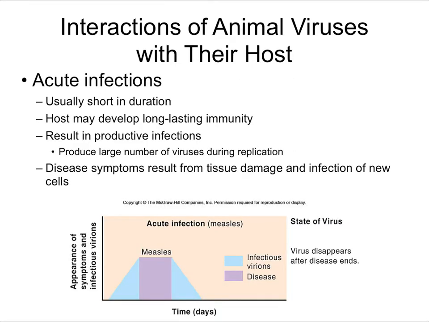Let's talk about acute infections first. This is probably the thing most of us think of when we think of getting sick. They typically are short duration, which for some of them can mean weeks to months, but probably not years or decades. Generally, the host develops long-lasting immunity, though not always, and they result in what are called productive infections, which means that your body produces a large number of viruses throughout the course of the disease that can go on to infect other people.